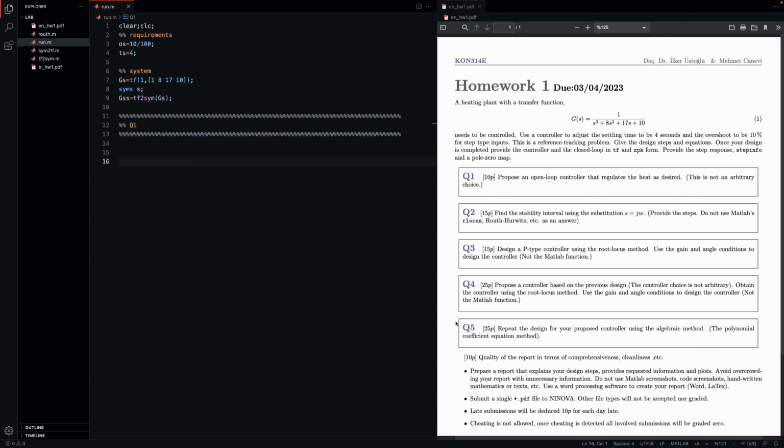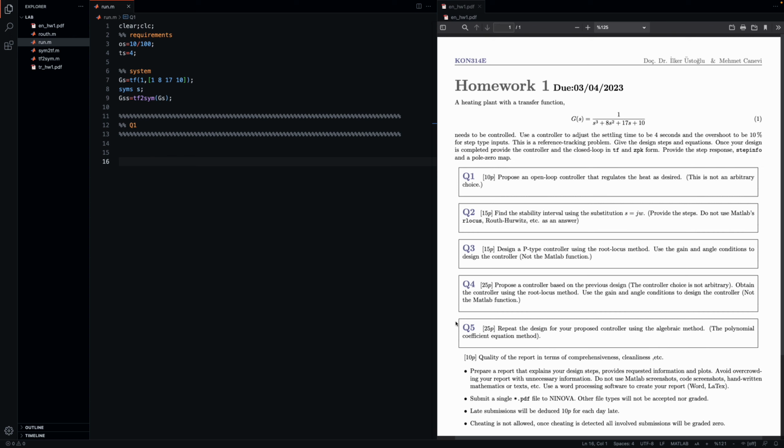Now, we had basically 5 questions where we had a heating plant with a given transfer function of a third order. And we were asked to design a controller that ends up in 4 seconds settling time and 10% overshoot for step type inputs. And an important part was the fact that it's going to be a reference tracking problem, which means that if we apply a certain type of input, in this case step type input, we expect the output to try to follow it the best it can.